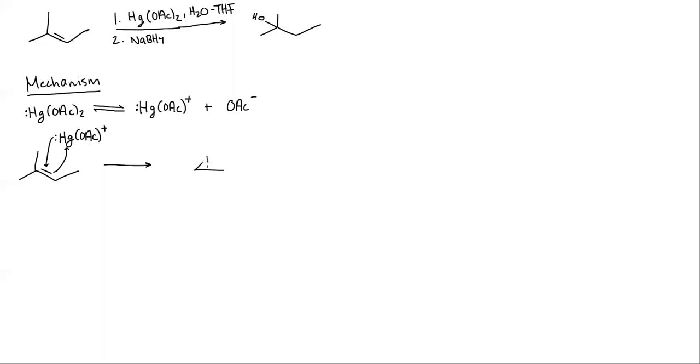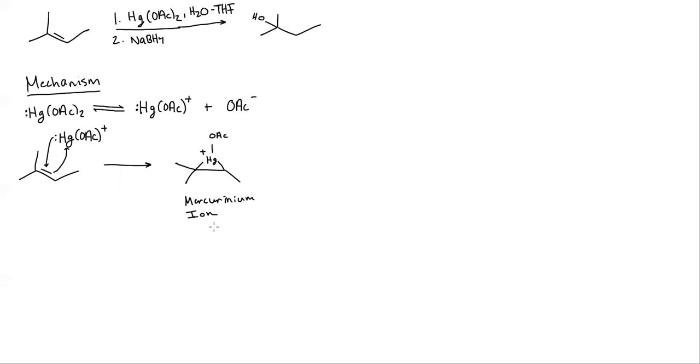So this intermediate is going to look something like this. So we have Hg, and this is bonded to the OAc, and the Hg is positively charged, okay? And then I have both of these groups, and I have this group as well. So now this is what I form. This has a specific name. This is a mercurinium ion, okay? This is my mercurinium ion.